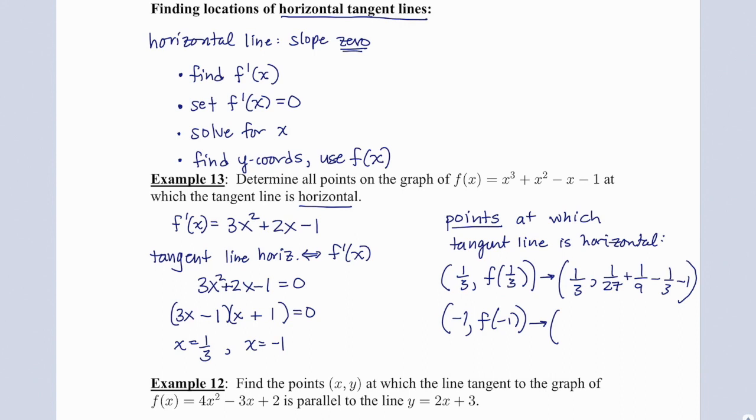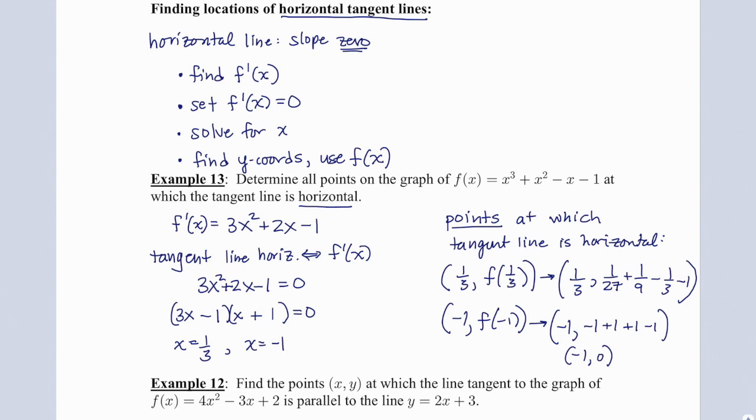And for the other one, we'll have -1 as the x, and then let's see, -1 plus 1 plus 1 again minus 1. So that ends up to be 0 as the y-coordinate. And again, that's just coincidental. It doesn't usually come out to be the same as the slope of the tangent line, right? But we would set the derivative equal to 0, find those x coordinates, and then use those x coordinates in the original function to find the y coordinates.